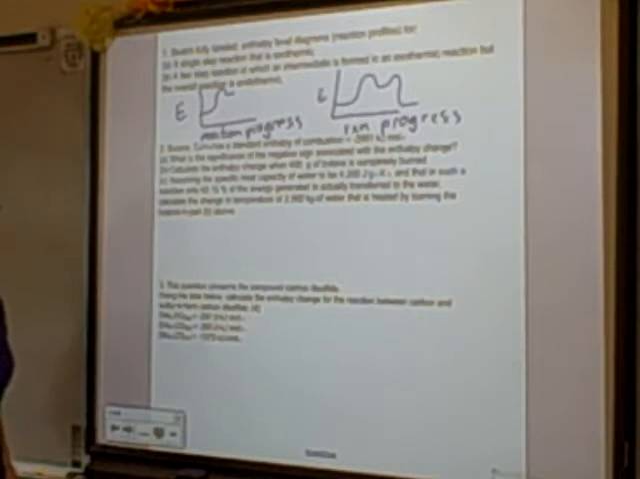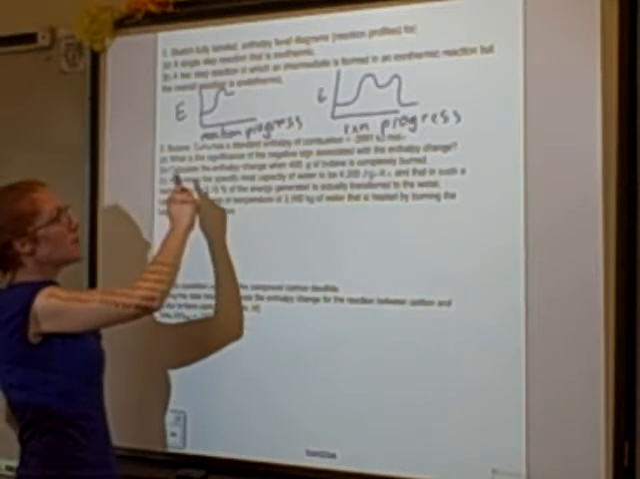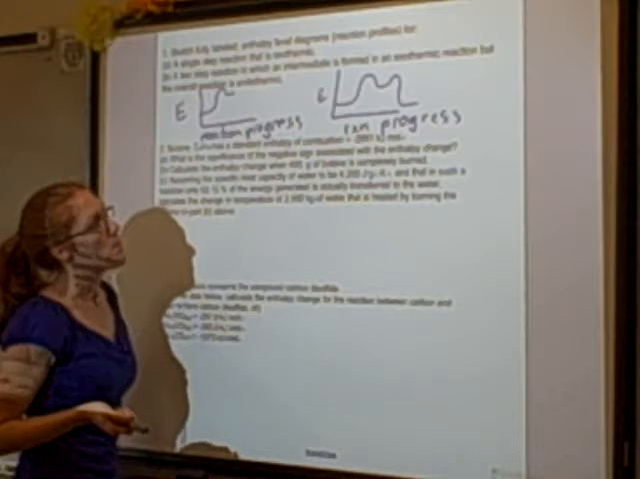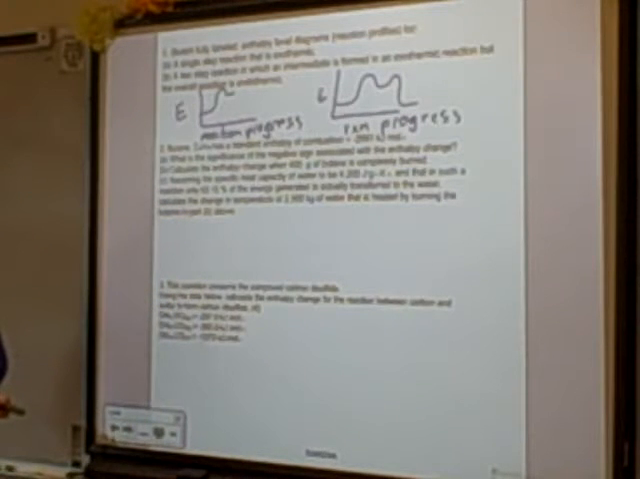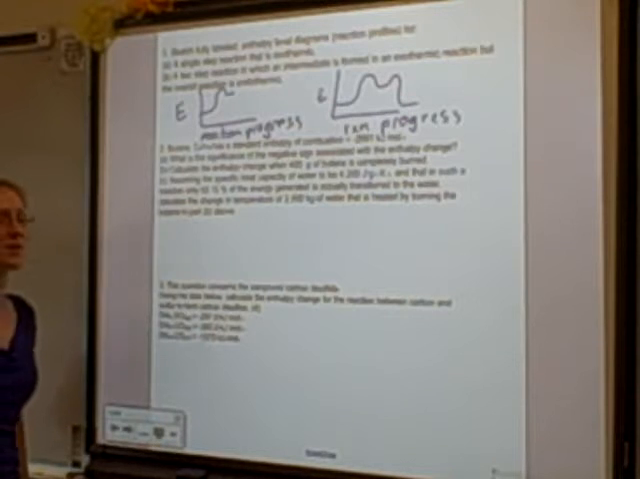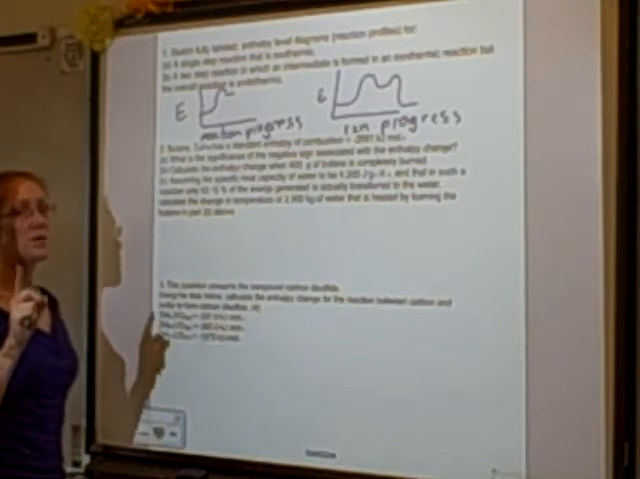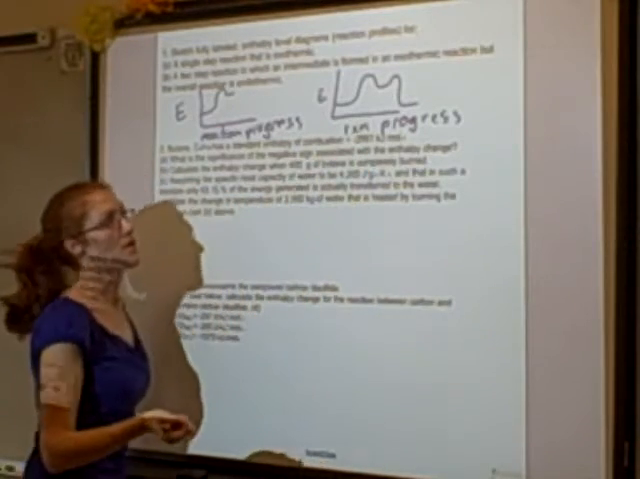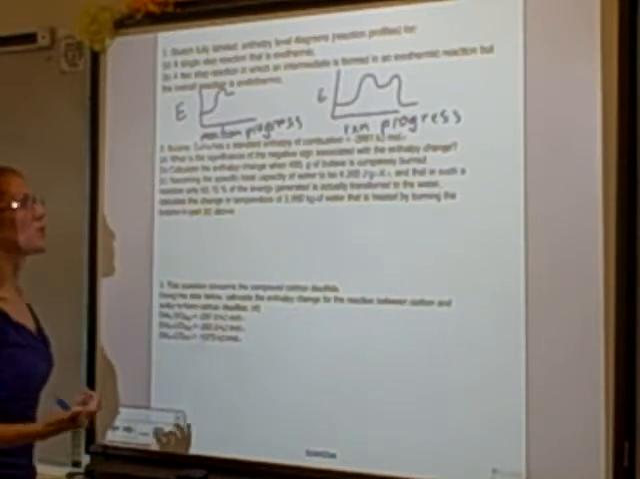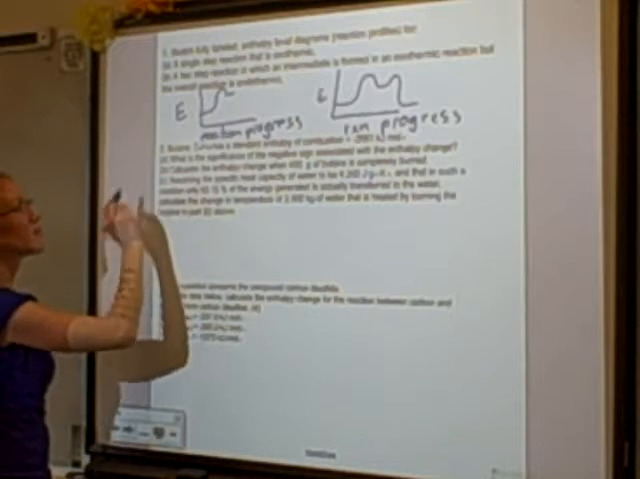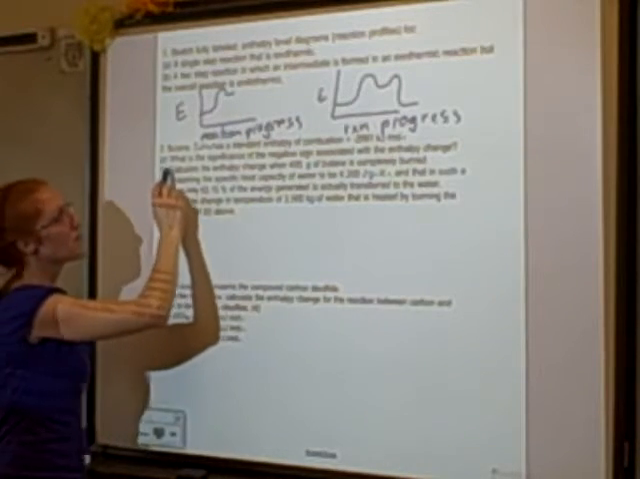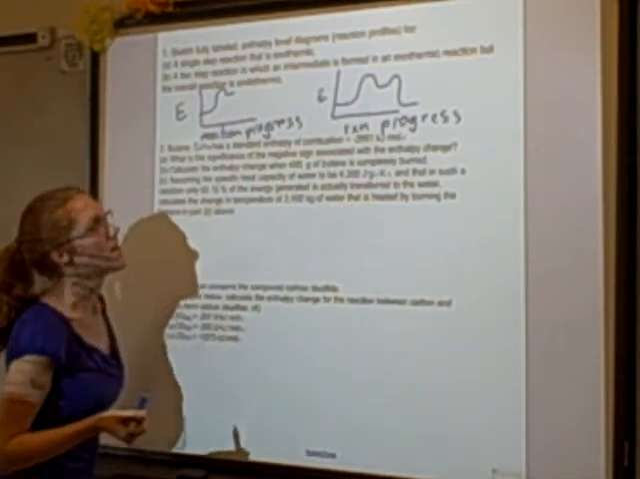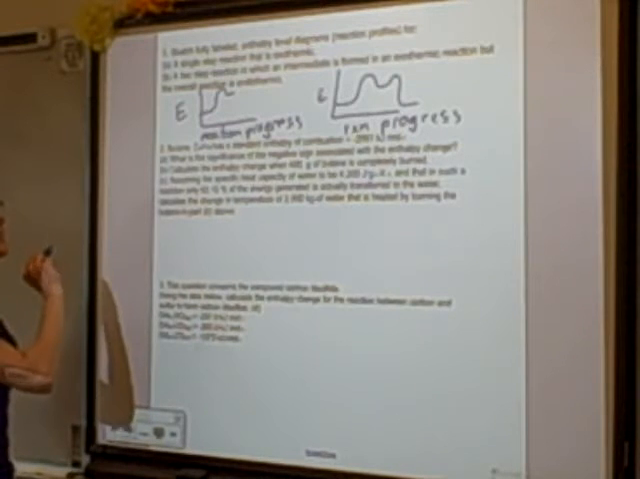For number 2, you're given the enthalpy of combustion of butane. So that means if you're taking the butane and you react it with oxygen to make carbon dioxide and water, for every 1 mole of butane you combust, you give off 2,881 kilojoules per mole. I believe everybody knows what the significance of the negative sign is. I'll give you hints for B.